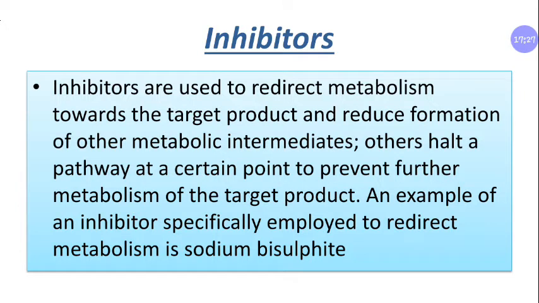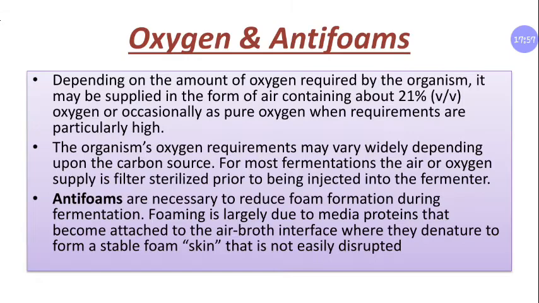Inhibitors. To redirect the metabolism towards the product of interest and to reduce the formation of other metabolic intermediates, we add inhibitors. They can also halt a pathway at a certain point to prevent further metabolism of the target product. An example employed to redirect metabolism is sodium bisulfite.